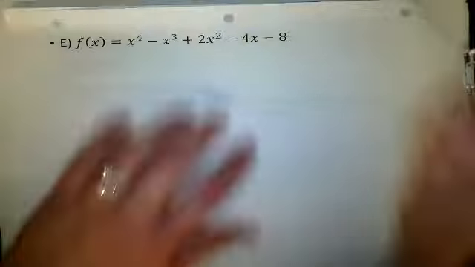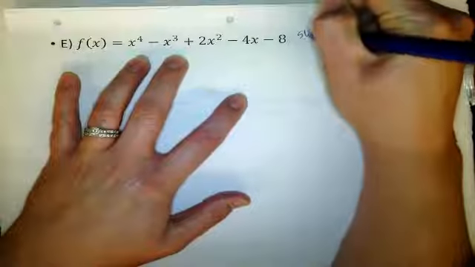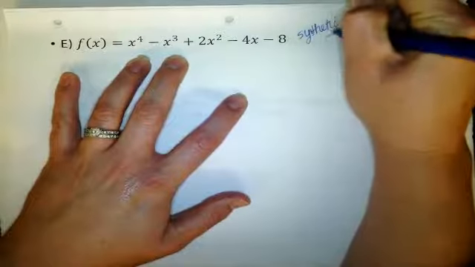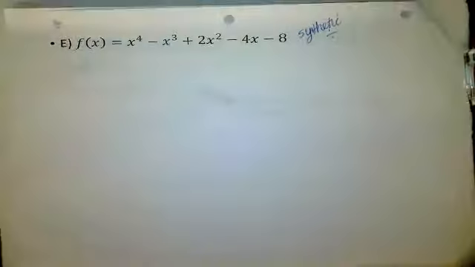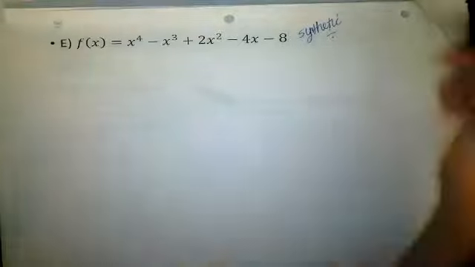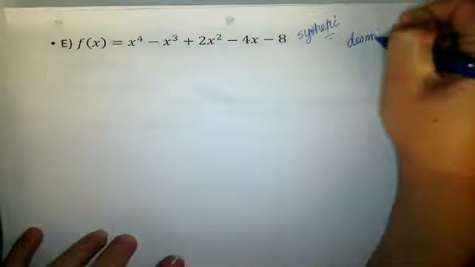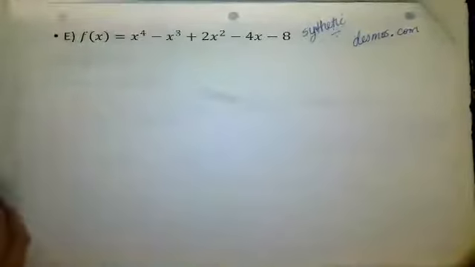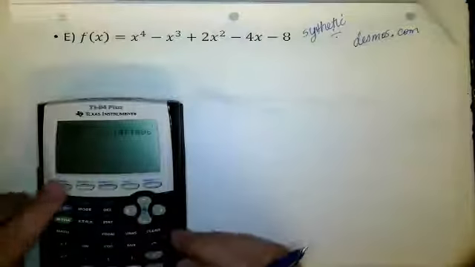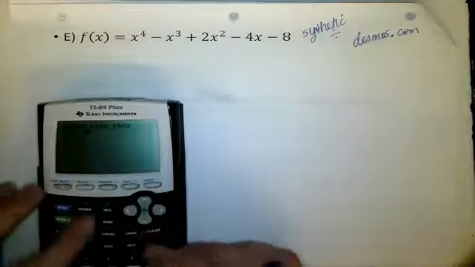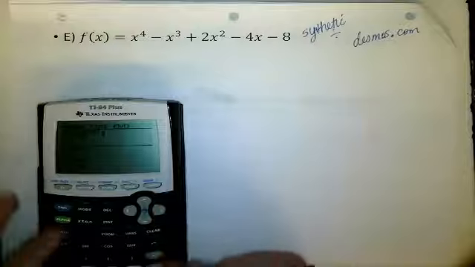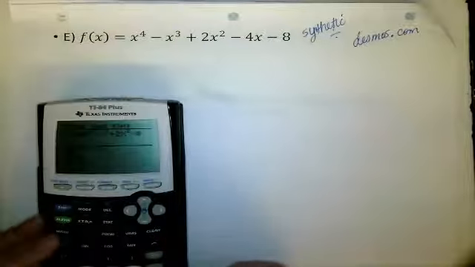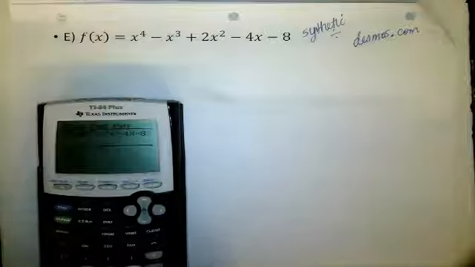Synthetic division. Yeah, I can't do this one by hand, so I have to go to synthetic division. S-Y-N-T-H-E-T-I-C. Synthetic division. Which means you might need your graphing calculator. You might need Desmos today. So we have to get something from our calculators. So we want to go and plug that in: x to the 4th minus x cubed plus 2x squared minus 4x minus 8.